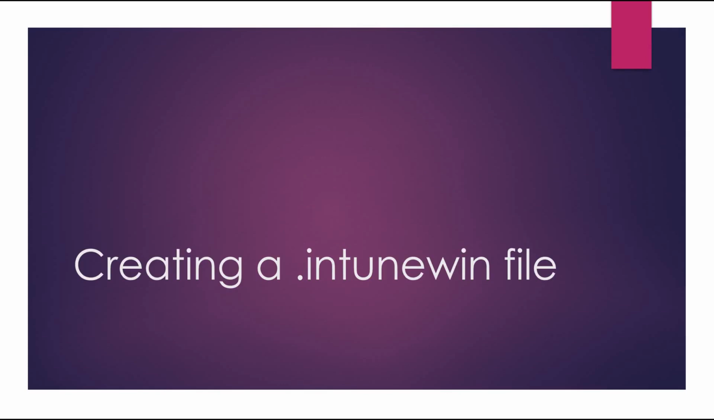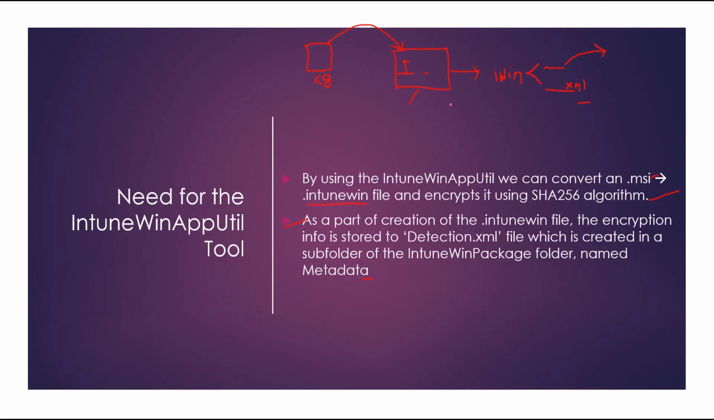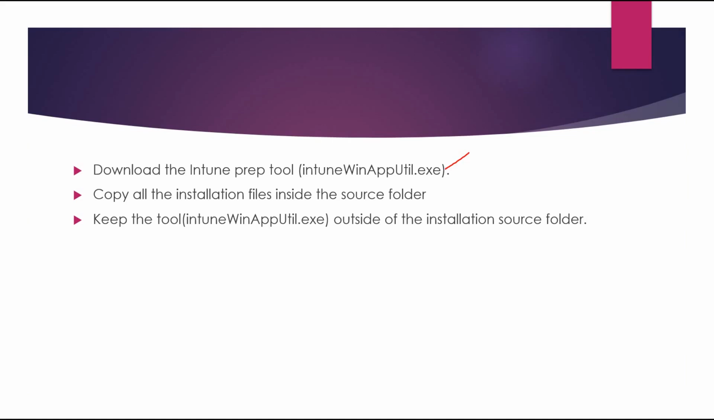Okay. Now we are going to talk about how to create a .intunewin file. I'm going to run through this very quickly. This information is already available on docs.microsoft.com. Obviously the first step is we have to download the Intune WinApp utility. This is something that we can get easily from GitHub. It's there in our official documentation, and all we have to do is click on download and the Intune WinApp utility can be downloaded from there.